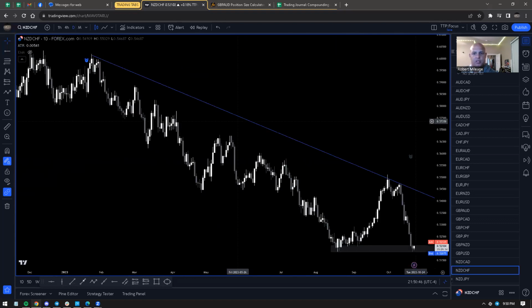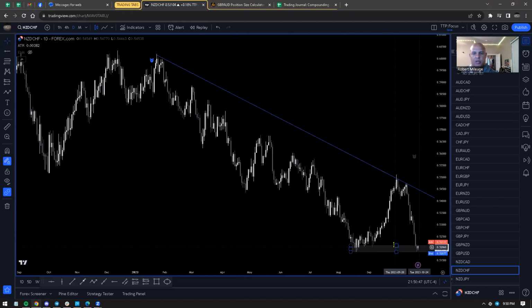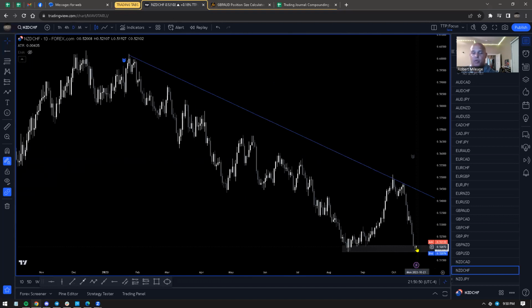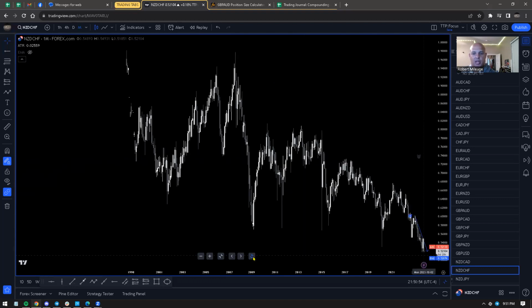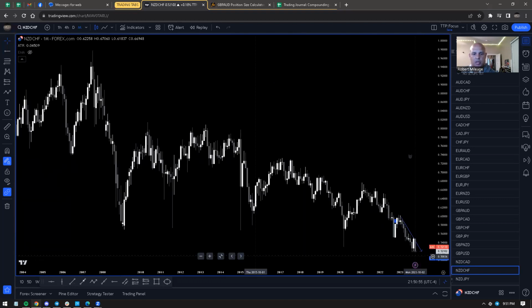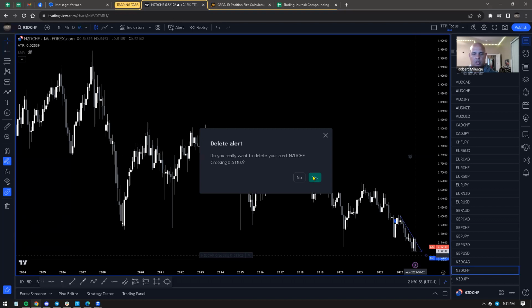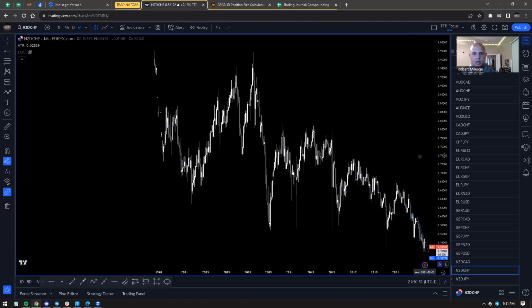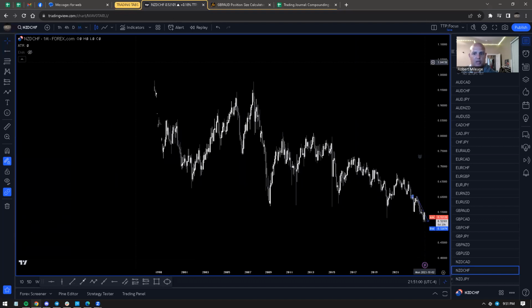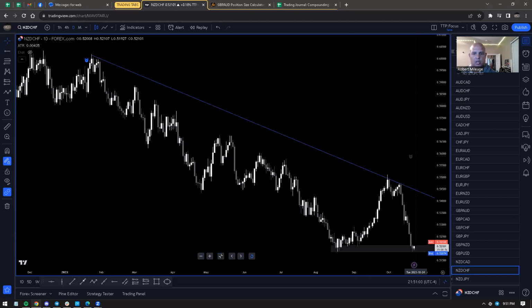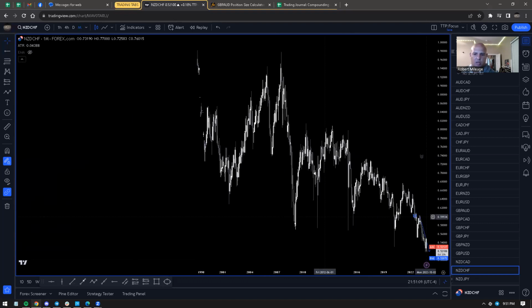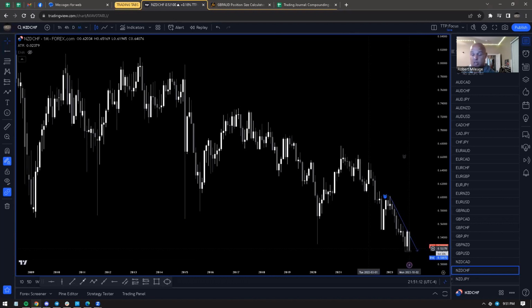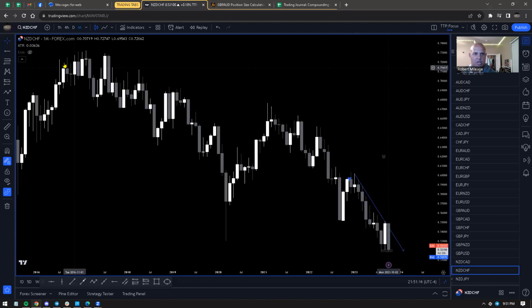NZDCHF is just coming down here. We've hit this level here, and I'm waiting to see if we can get some sort of reaction out of that on the daily. I have this alert way down there, really, really low. This is the low of the low. We haven't been any lower, at least not on my data chart. And so now we're down here again.